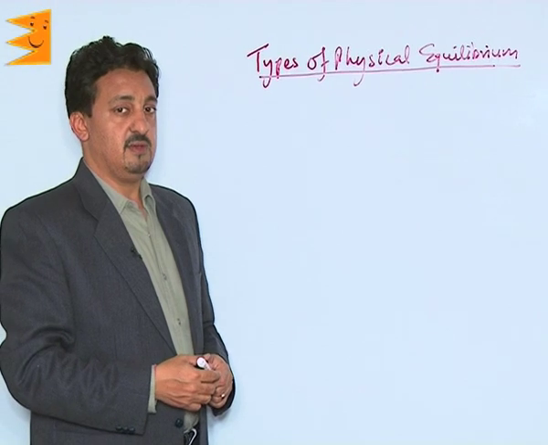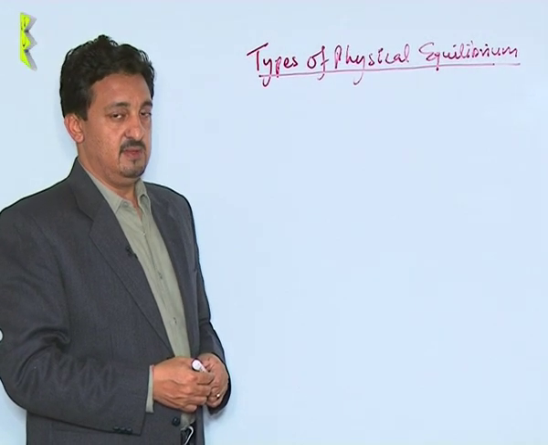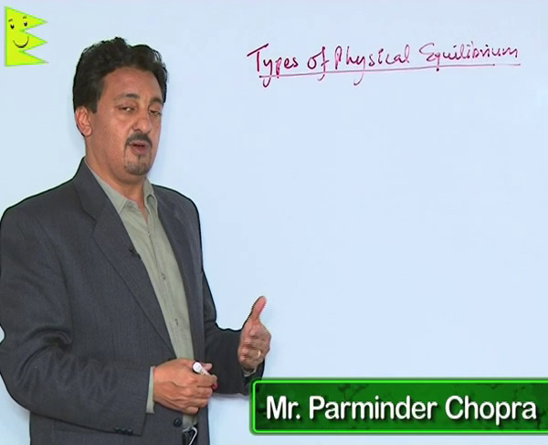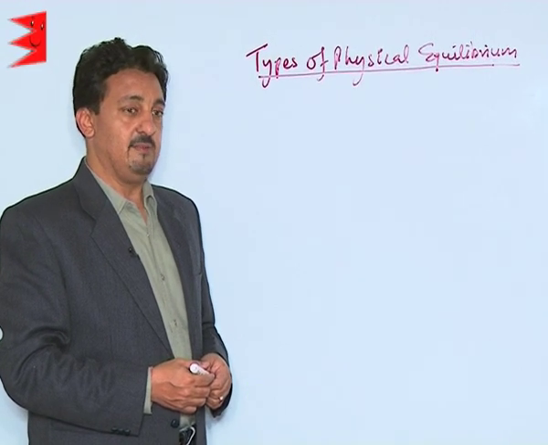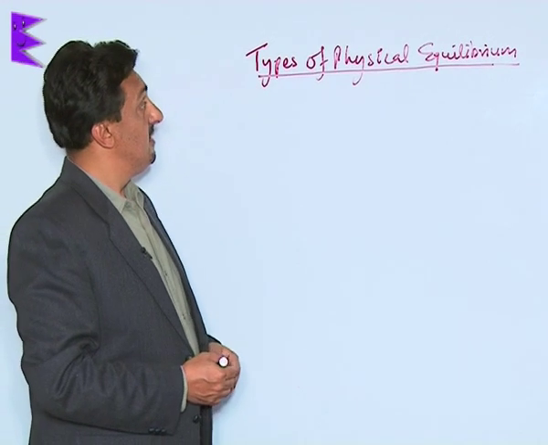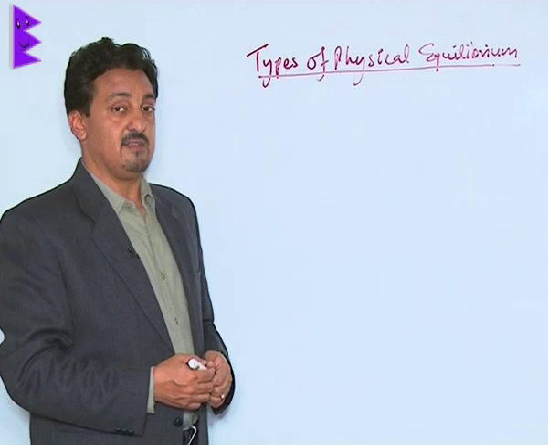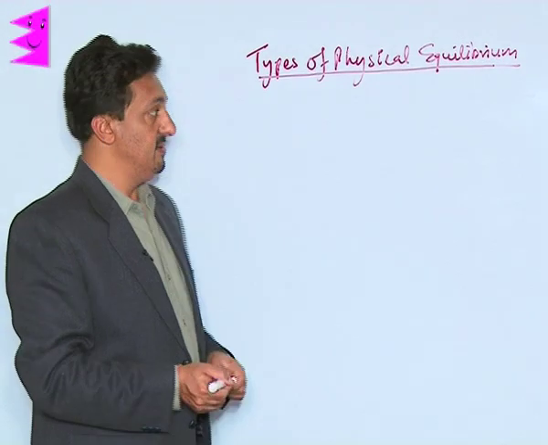Types of physical equilibrium. As you know, physical equilibrium only involves the change in the physical states of the substances involved, but the chemical composition remains the same.